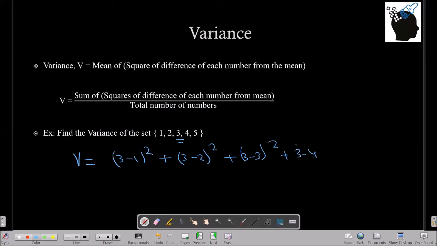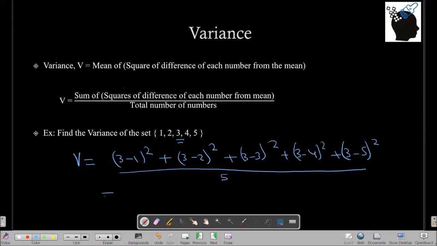So let's do it for all the 5 values in this set. And since it is the mean, we are going to divide it by the total number of values, which is 5 in this case. So this becomes 2 square, which is 4, plus 1 square, which is 1, plus 0, plus minus 1 square, which is 1, plus minus 2 square, which is 4, divided by 5, which is nothing but 10 by 5, or 2.